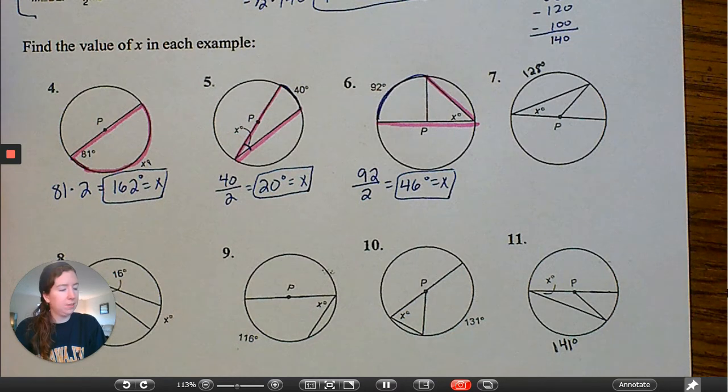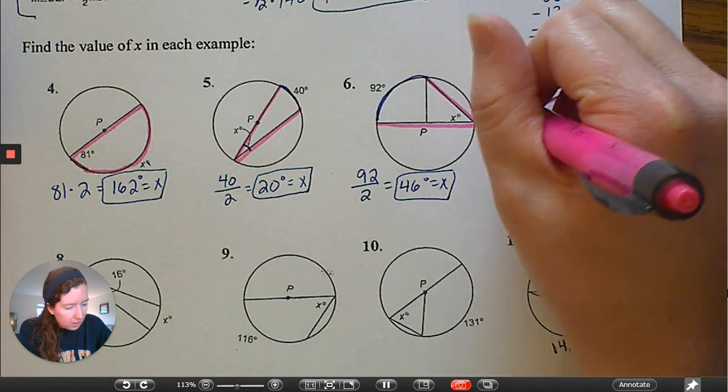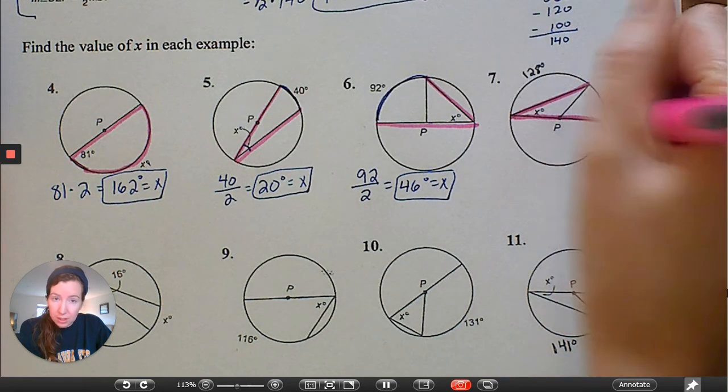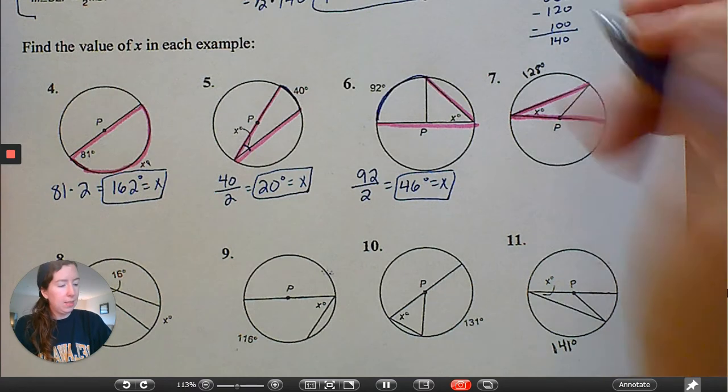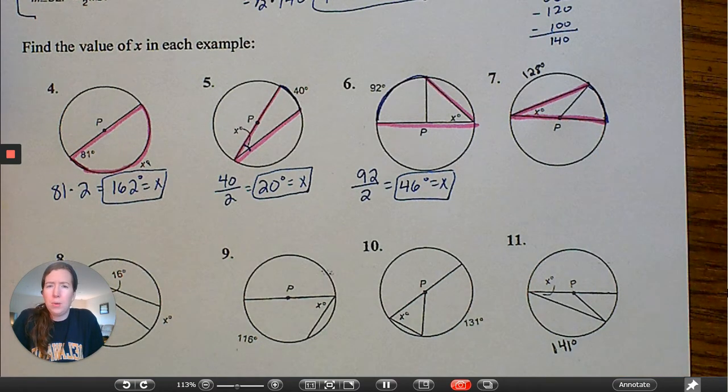All right, number 7. X is the inscribed angle, not the central angle, but the inscribed angle. And then this is the arc that it goes into. I don't know either of them, which could seem like a problem. But remember how I said earlier it was pretty cool when that one inscribed angle went through the diameter? When that happens, you know the diameter splits your circle into 2 semicircles. And a semicircle measures 180 degrees.